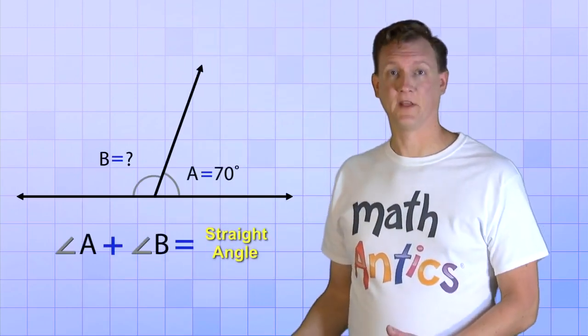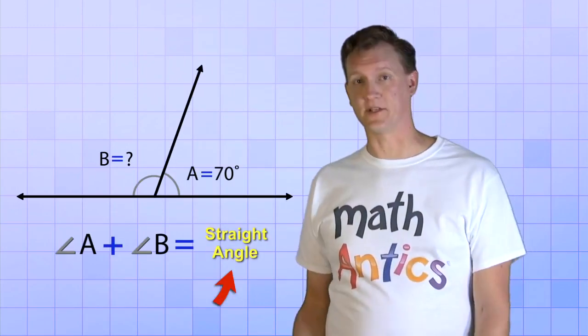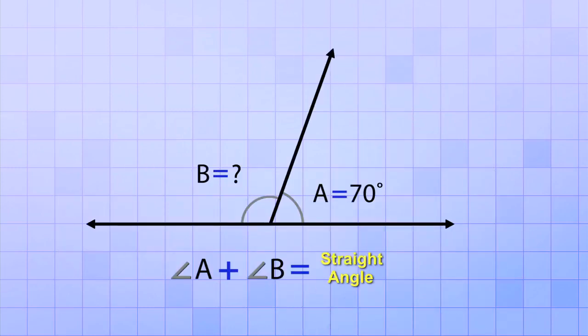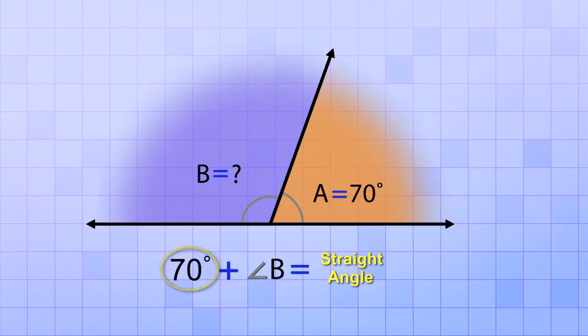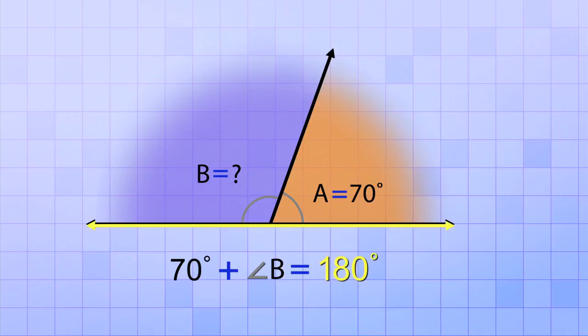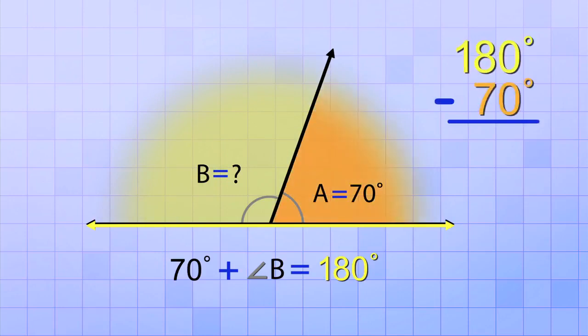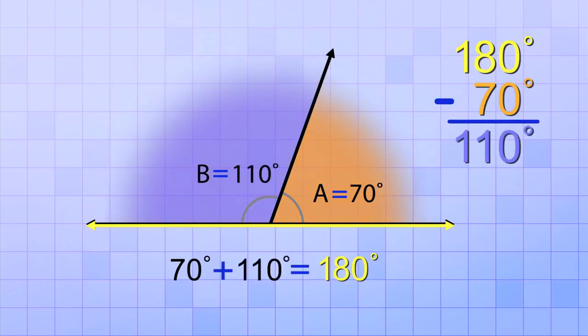Now let's try this problem. It uses the same idea, but with the straight angle this time. The straight angle is divided into two smaller angles. Again, angle A and angle B. And again, the problem tells us that angle A is 70 degrees, and it wants us to figure out what angle B is. Well, we know that the total of both angles must be 180 degrees because we just learned that that's how big a straight angle is. So if we take that total, 180 degrees, and subtract angle A, which is 70 degrees, whatever's left over after subtracting must be angle B. So 180 minus 70 equals 110.